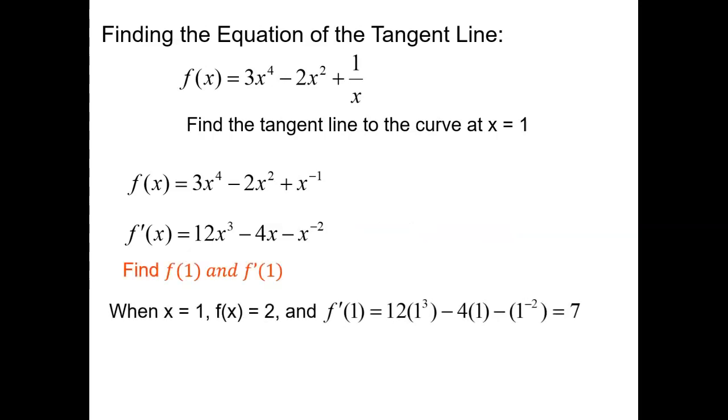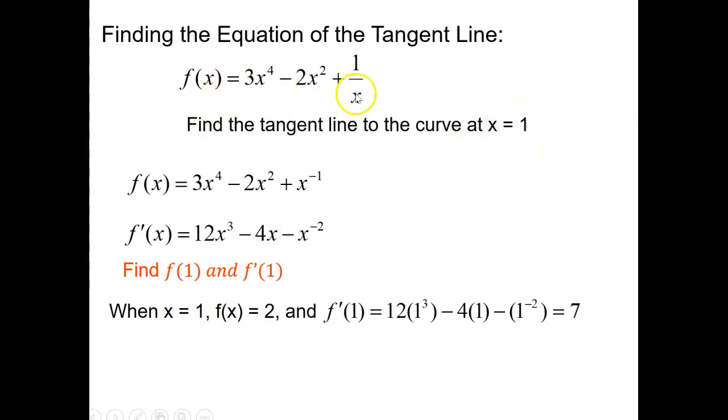The next thing we need to do is find the value of the function at x equals 1 and the value of the derivative at x equals 1, because we're trying to find the equation of the tangent line to the curve when x equals 1.